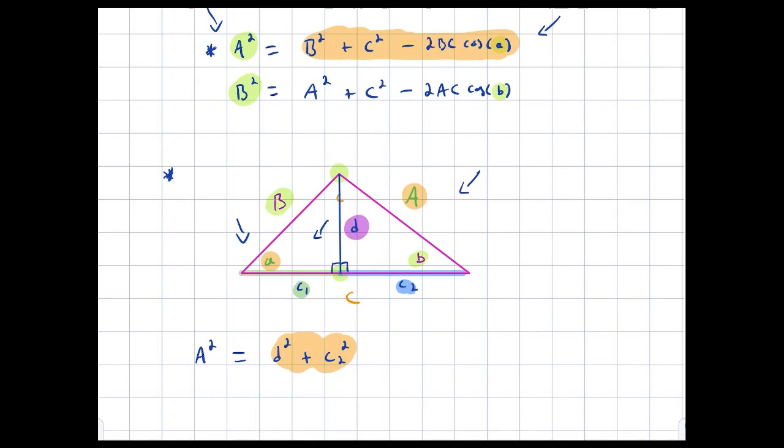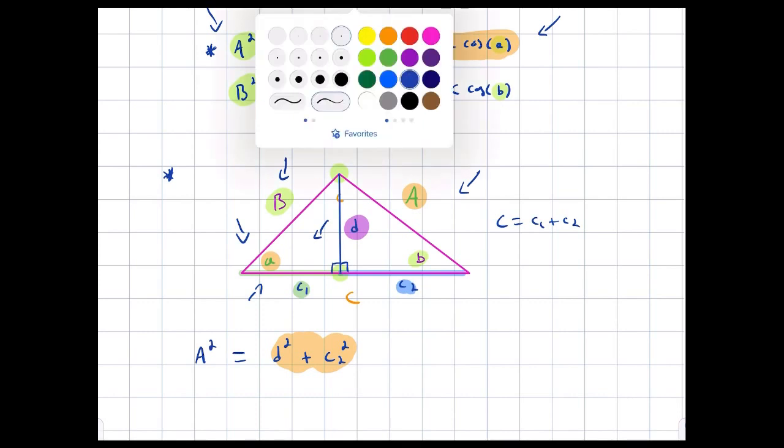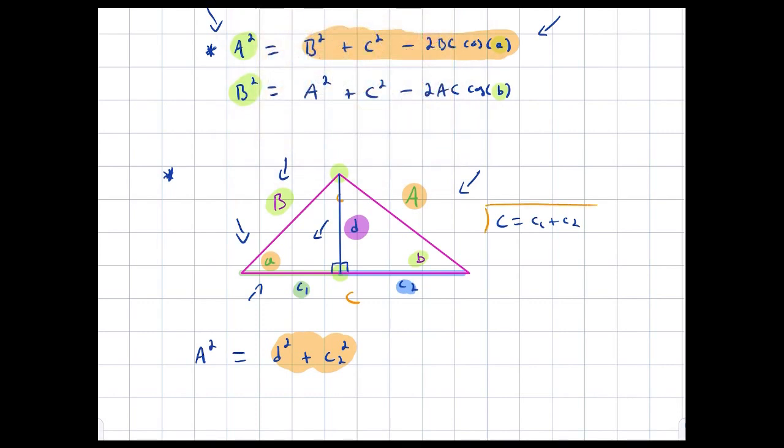That is on this side of the triangle. I need to get a B in there. That is on this side of the triangle. I need to get a C in there. C, I need to keep in mind, is equal to C1 plus C2. So this is going to be an important thing to remember. I'm pretty sure I'm going to need to use this at some point in the proof.